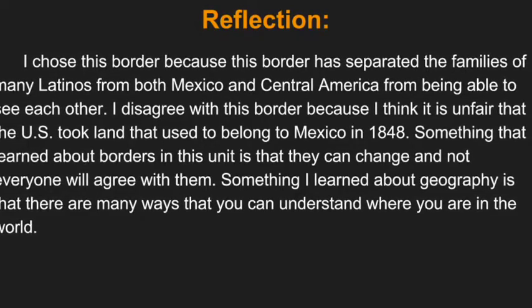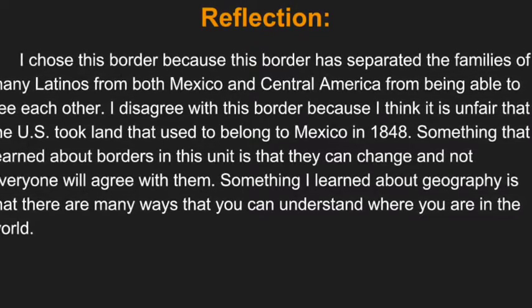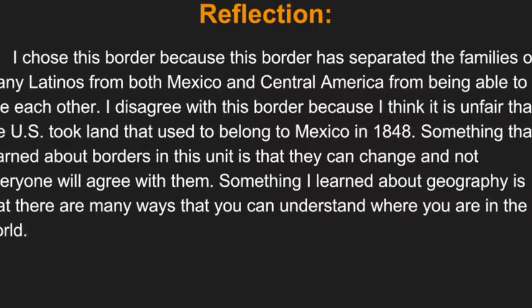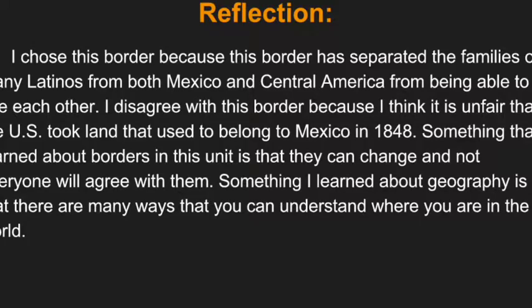Something that I learned about borders in this unit is that they can change and not everyone will agree with them. Something I learned about geography is that there are many ways you can understand where you are in the world.